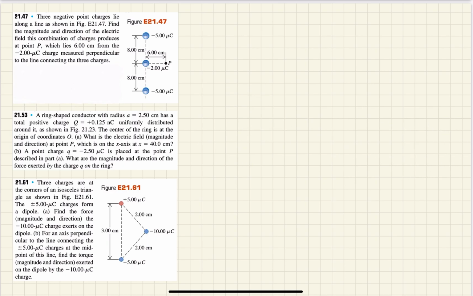Moving on to 53. So this is kind of a problem I was talking about earlier, where it's a continuous charge distribution. You got a ring-shaped conductor, and this is the x-axis. You got a point on the x-axis. So the radius is 2.5 centimeters. The charge is 0.125 nanocoulombs. So nano is times 10 to the negative 9. In this unit, we're going to be talking a lot about those tiny, tiny units, because, like I said, 1 coulomb is a lot of charge. Point P is 40 centimeters away.